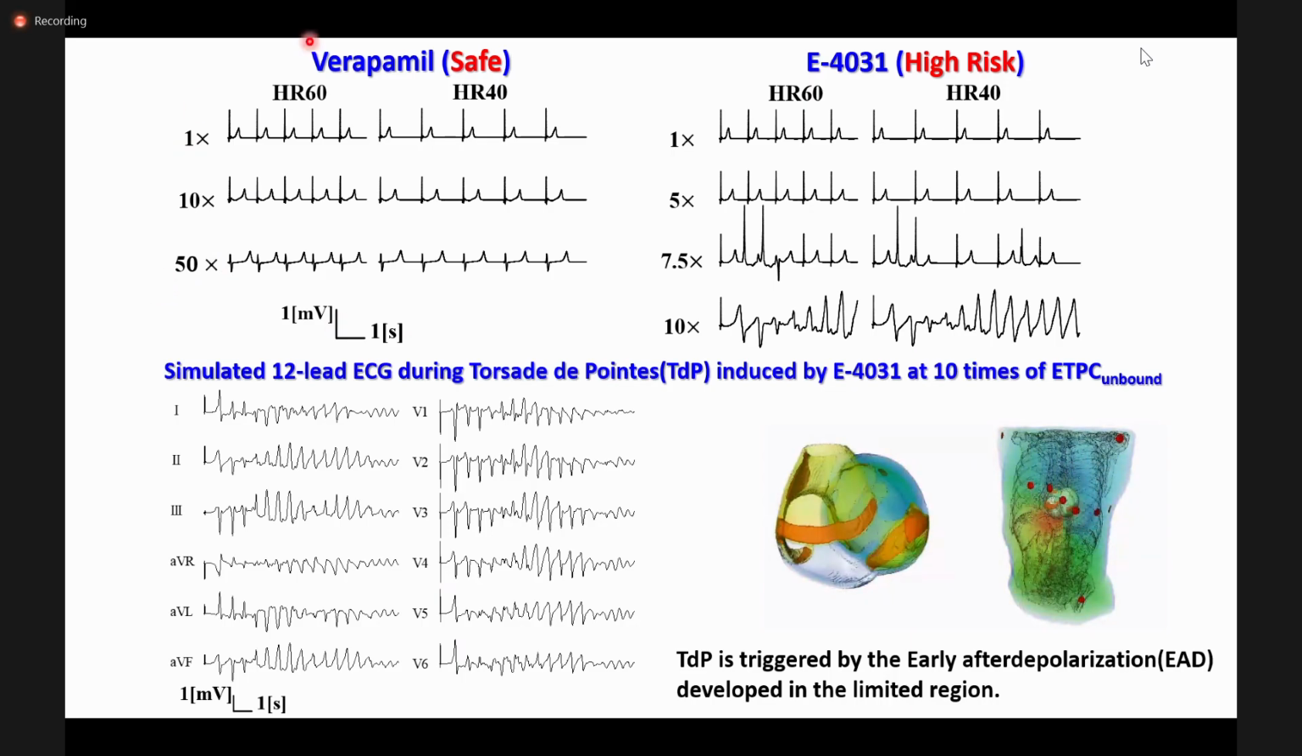On the other hand, in the case of E4031, it is known as a high-risk drug. We can observe the generation of arrhythmia at very low drug concentrations.